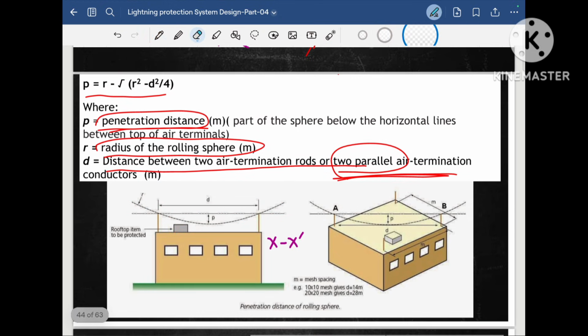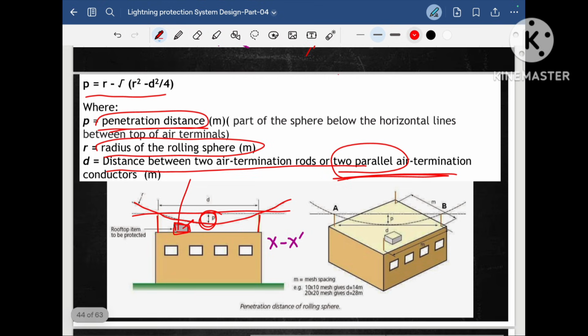I hope you are very clear that we have placed the air terminals. But as the rolling sphere is curved in nature, it is penetrating inside the safer zone. Suppose any equipment is placed on the roof and it is touching this curve of the rolling sphere, it means this equipment has an exposure risk of being struck by lightning. So we have to calculate this P in order to know whether our equipment is in the safe zone or not.